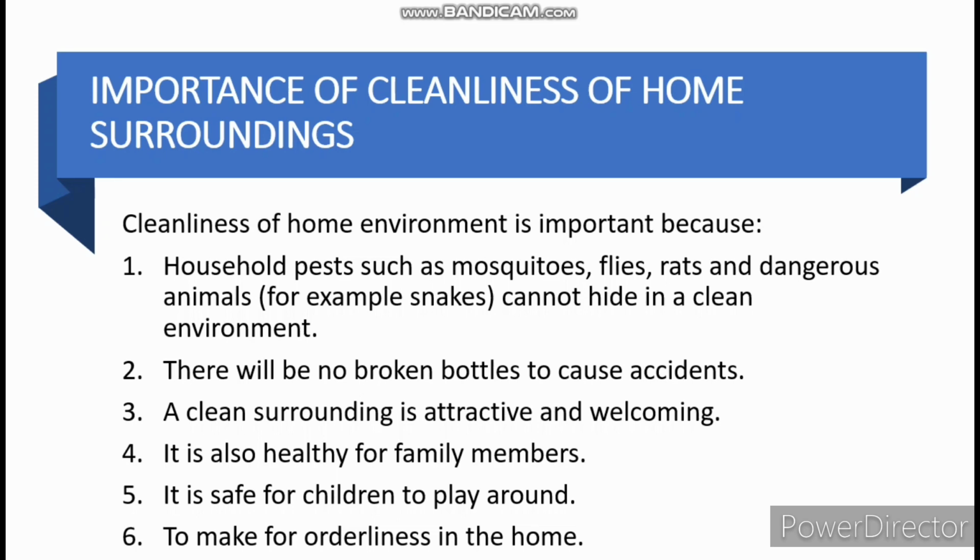Now, we have come to the end of the lesson. Let's take a recap of what we learned today. We looked at the home and its environment, the purpose of the home and its environment, and the weekly and daily activities of cleaning the house. We also talked about dirt, and the effects of living in an unclean environment. And lastly, we saw the reason why we must live in a clean environment.